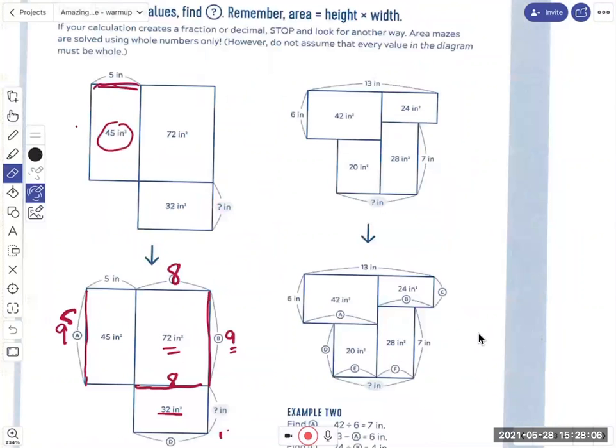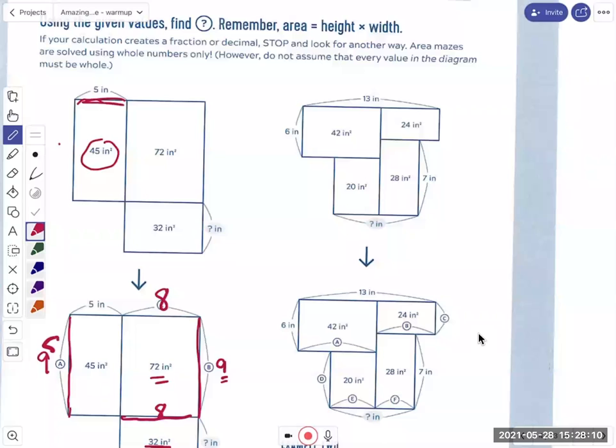Let's try example 2. In example 2, it's a little more complicated, right? We have this 13 inches for these two widths altogether. We're not sure what to do initially, but we have something we can calculate. If we've got a 6 and a 42, we know this is 7. If you know this is 7, then this length is 13 minus 7 equals 6. Now we know this is 6, so we know this height is 4. What's our next step? Let's see what else we can calculate. If we have a 28 with a height of 7, then we know that this is 4.